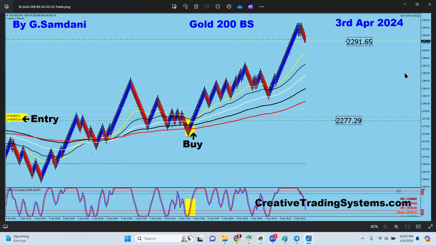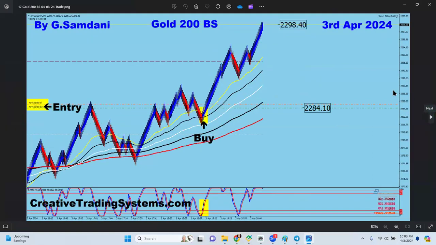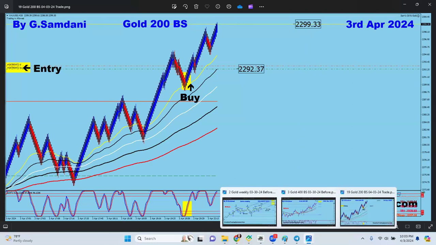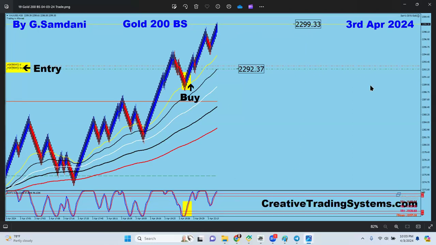I closed. On the same day, today, on 3rd April, there was another entry here, a dip, and this entry, right? And then I closed below 2298, below 2300, right? And then you see this entry here, next chart you will see. This entry was taken as well. And then it went, and then at 2299 we ended up, right?